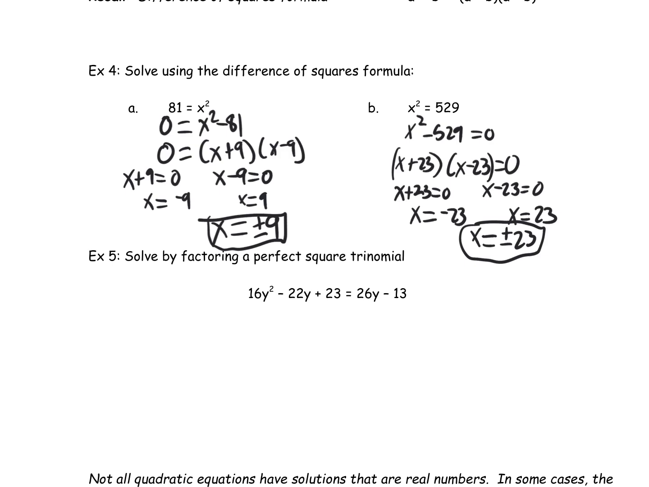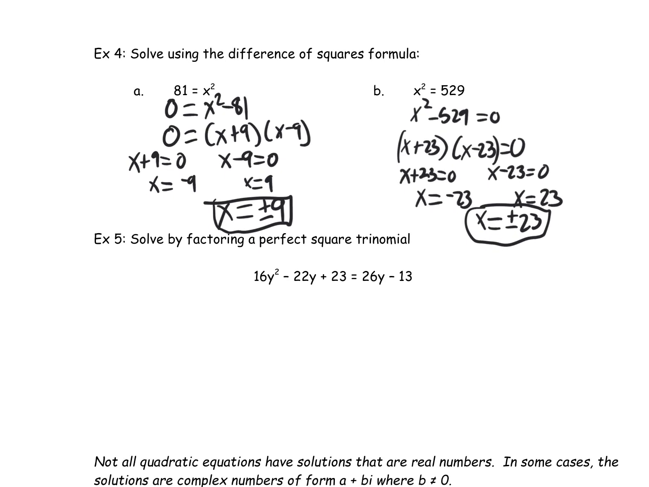Now, last part here, we are going to factor a perfect square trinomial, and this is something that is really cool to work with. So what we're going to do is first of all subtract a 26y off of both sides. So we get 16y squared minus 48y, and then we're going to add 13 to both sides. So I get 36 equals 0.